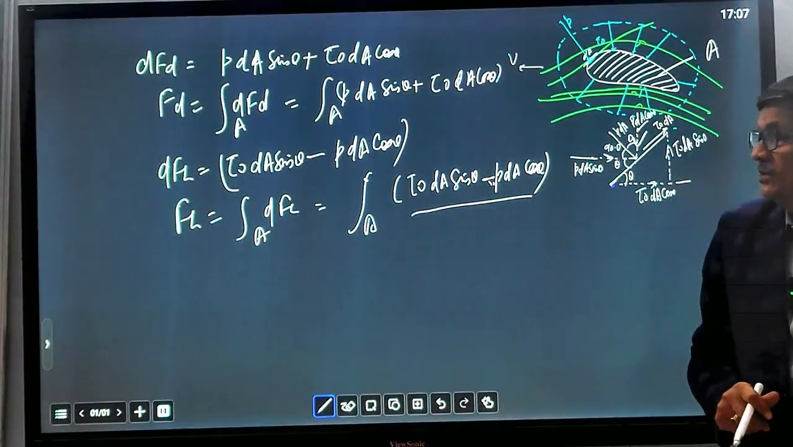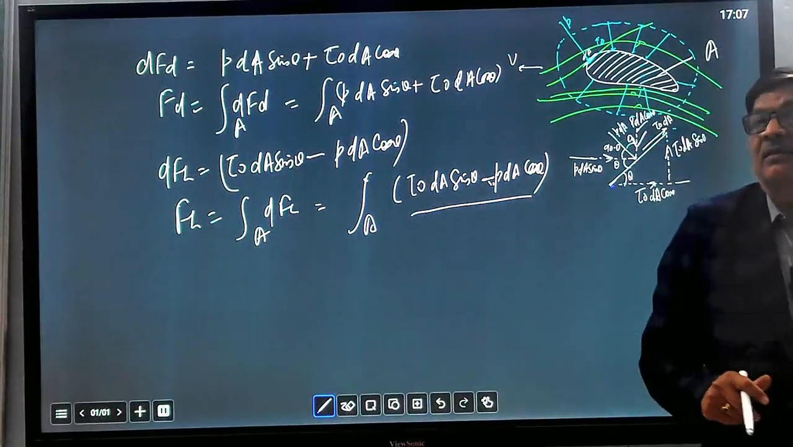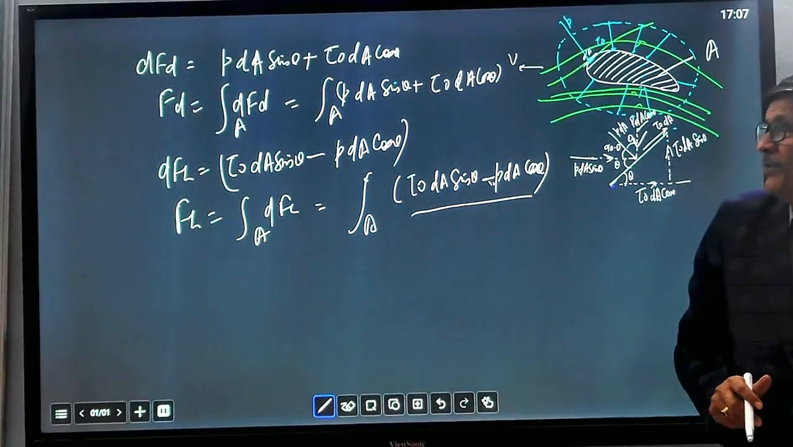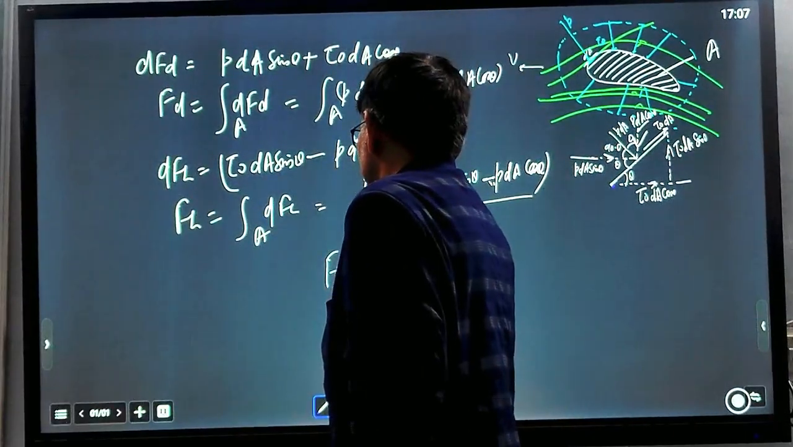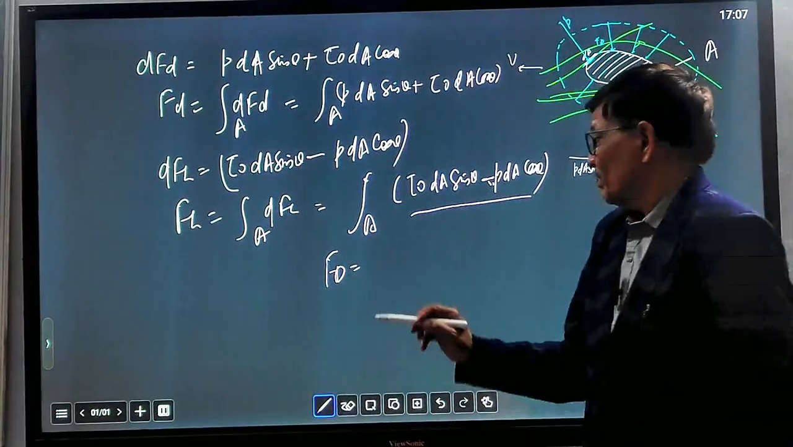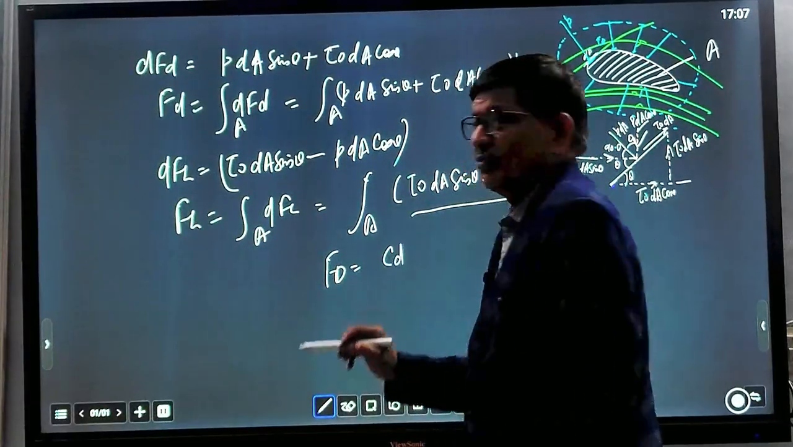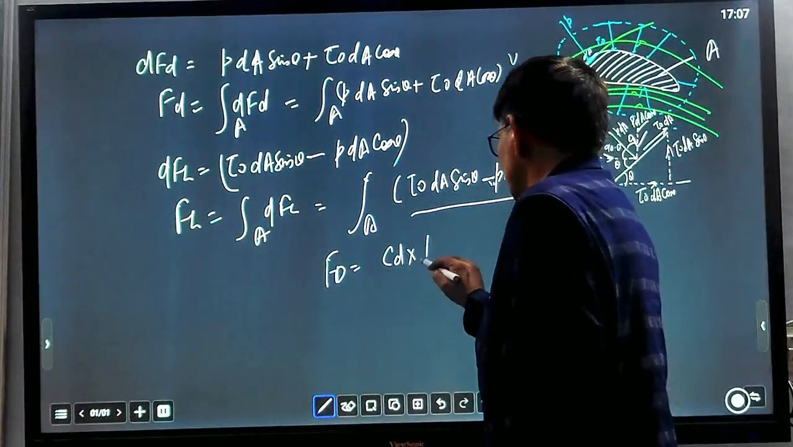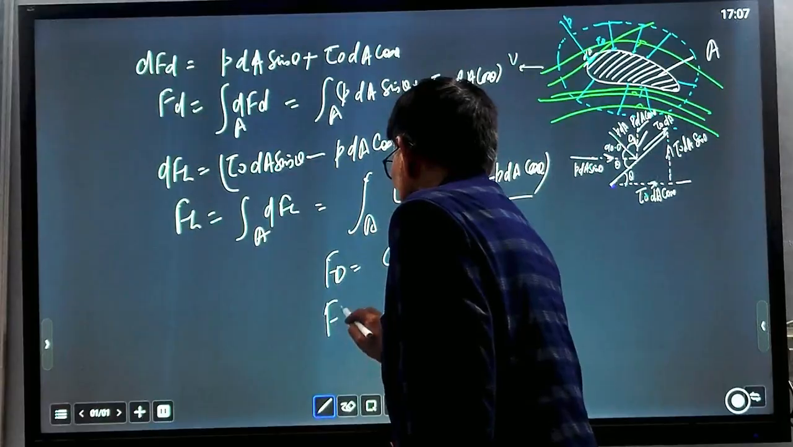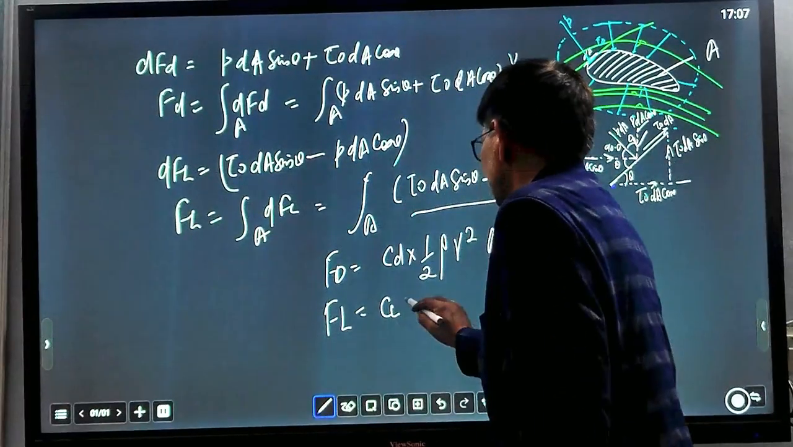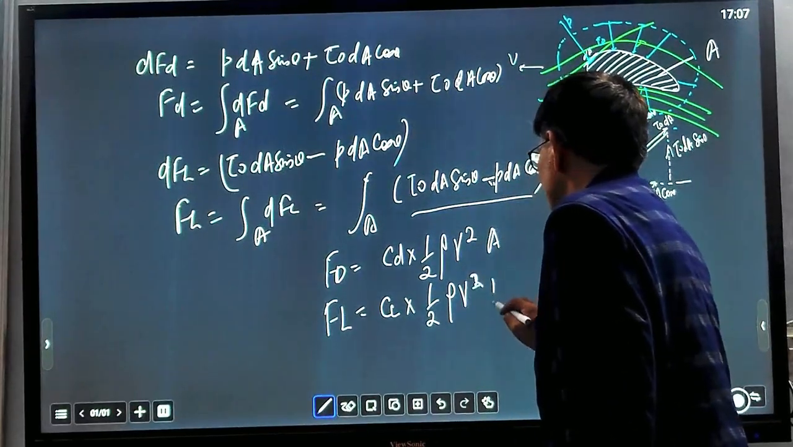To simplify these equations, on the basis of the Buckingham-Pi theorem, dimensional analysis, simulation and experimental observation, we have simplified a general equation for lift and drag. So drag force FD is equal to CD, the drag coefficient, a dimensionless number, into 1 by 2 rho V square into area, and FL equals CL, the lift coefficient, into 1 by 2 rho V square into A.